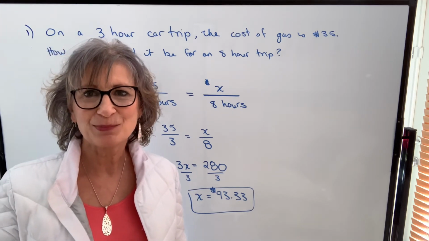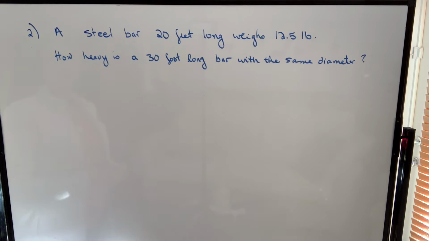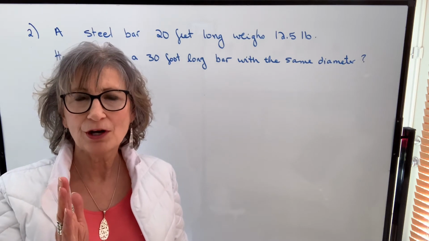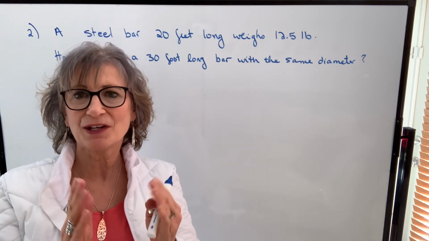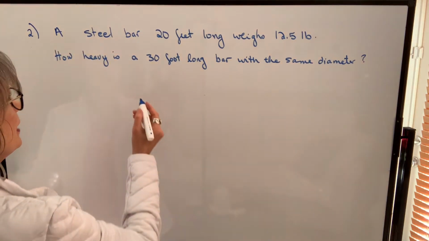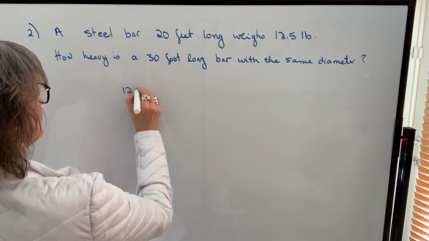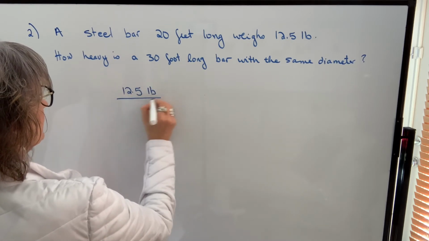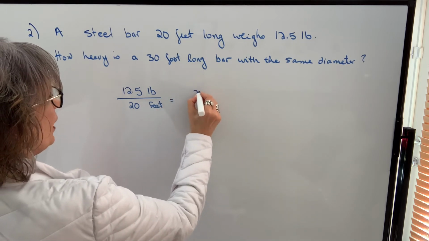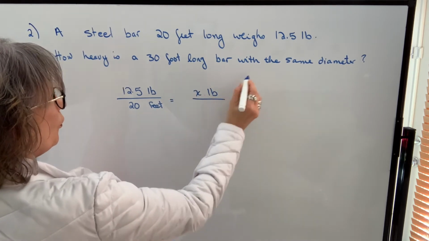Let's take a look at some more examples. Our next example says a steel bar 20 feet long weighs 12.5 pounds. The question asks, how heavy is a 30-foot long bar with the same diameter? So we're working with a longer steel bar. We would expect the weight to increase by the same factor. Therefore, we know it's direct proportion. So we set it up, 12.5 pounds over 20 feet will equal, we don't know how many pounds, over 30 feet.